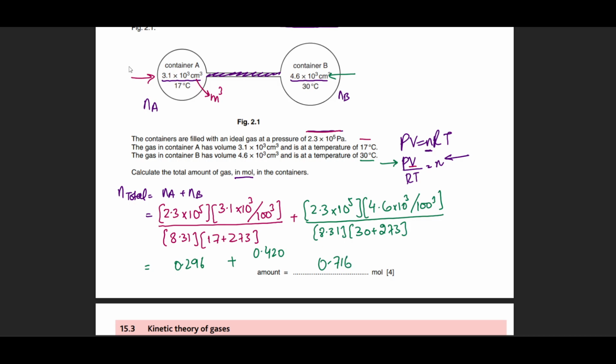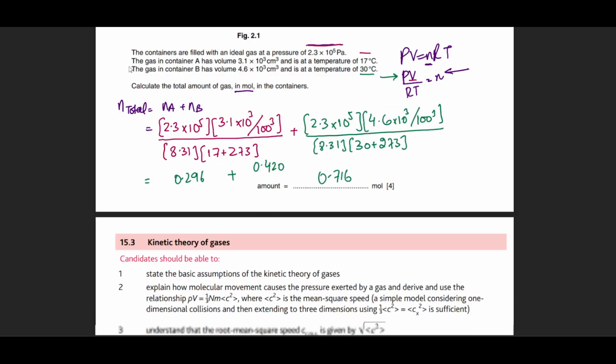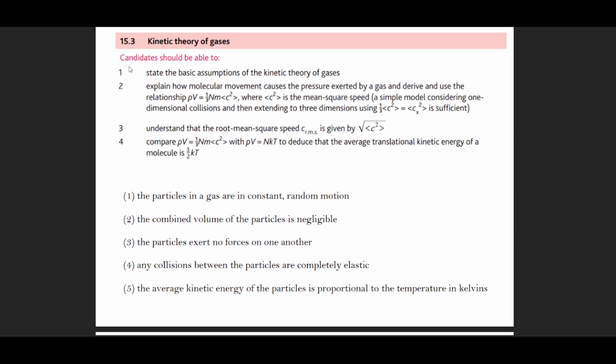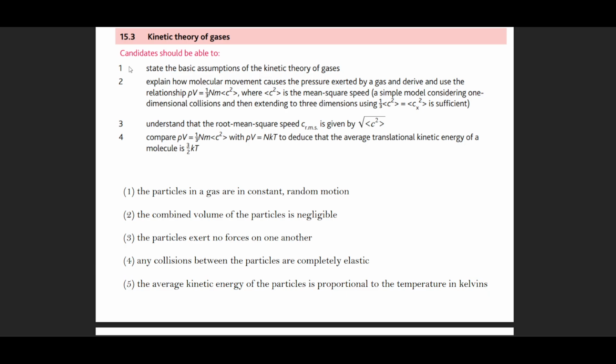So we understand how to use the PV equals nRT state equation. The next section is about ideal gases and the kinetic theory of gases. First, we need to understand the basic kinetic model of matter for ideal gases.